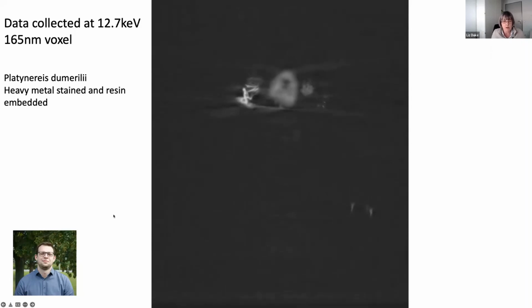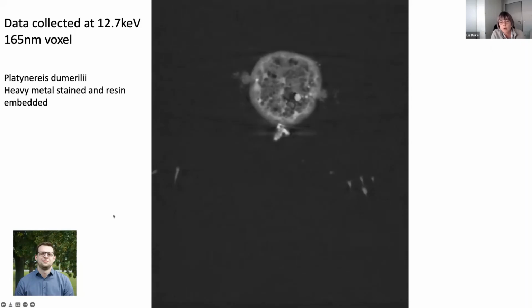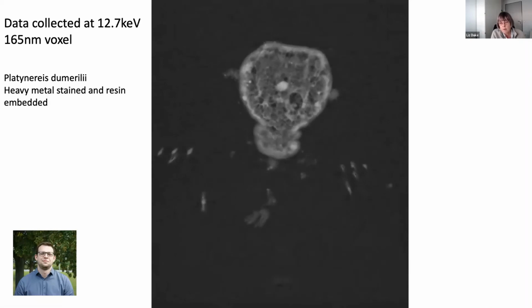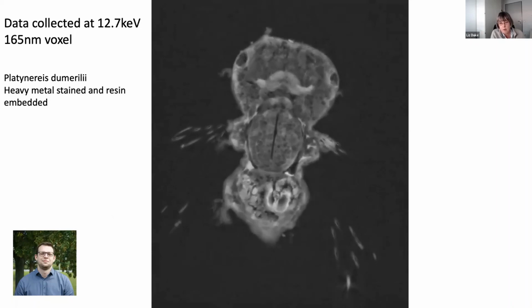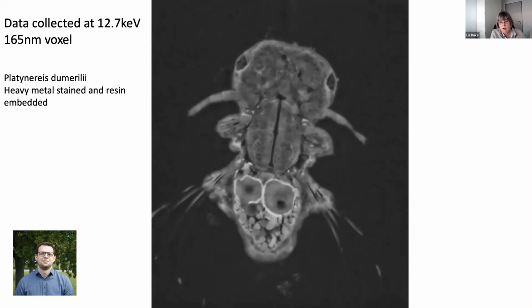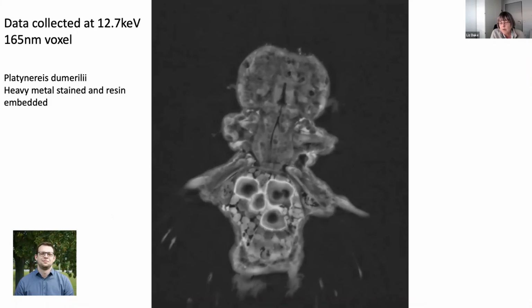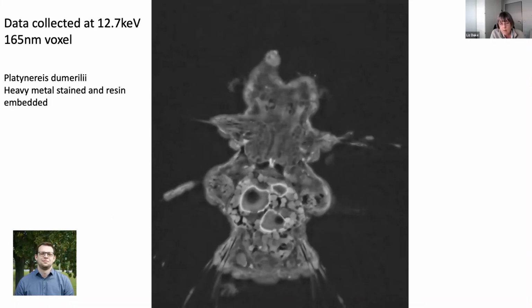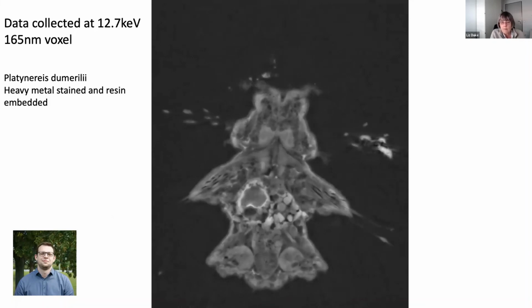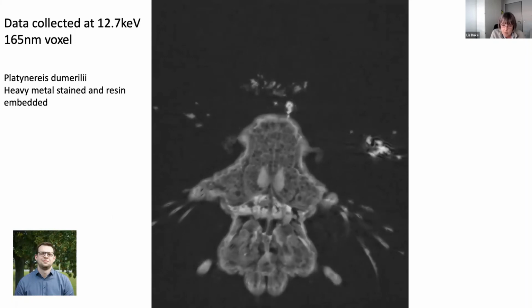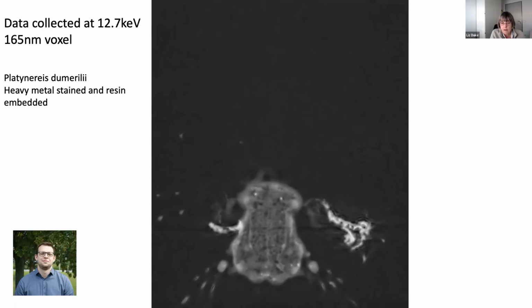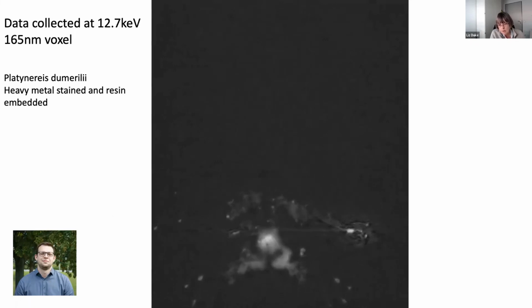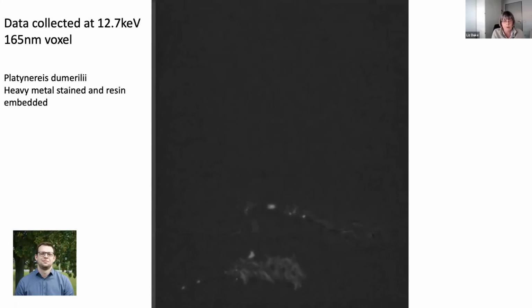And so this is just an example of what you can do. These data were collected in 5 minutes on the P14 beamline just before Christmas. And so you're able to see subcellular resolution. What they've been able to do with these data is then find areas of interest that they can then target for even higher resolution with volume electron microscopy techniques in Heidelberg.